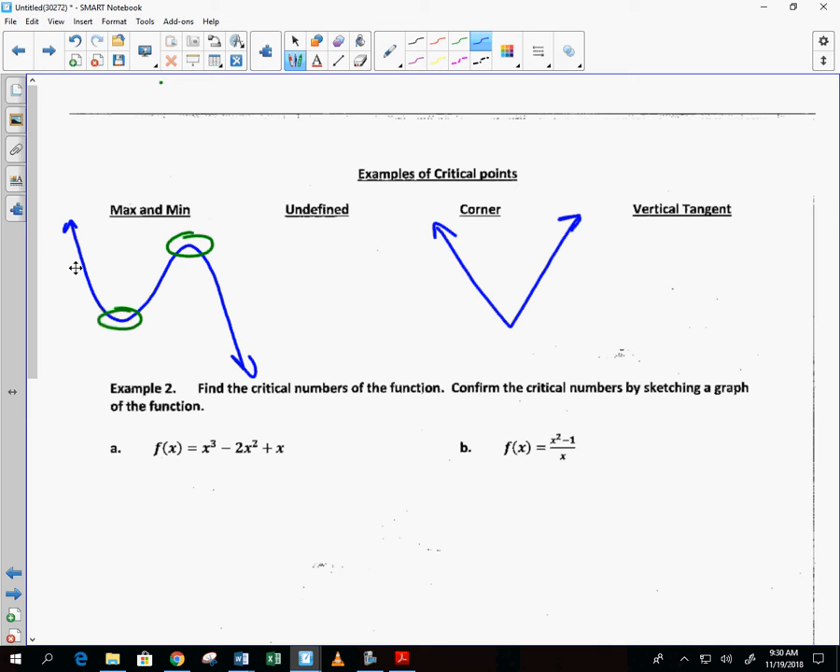True or false? That graph has a local minimum. True. True or false? This graph does not have a derivative at the local minimum. True. Yep. It's possible to have a local minimum, but not have a derivative exist there. Why does this not have a derivative? Yeah, because it has a corner.